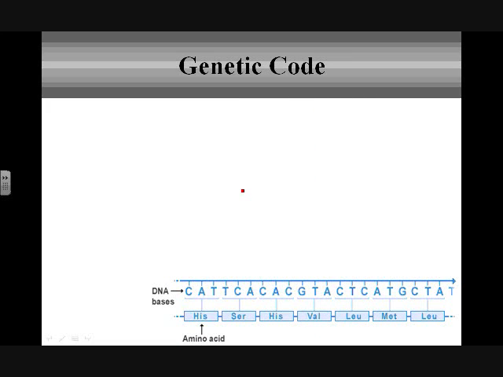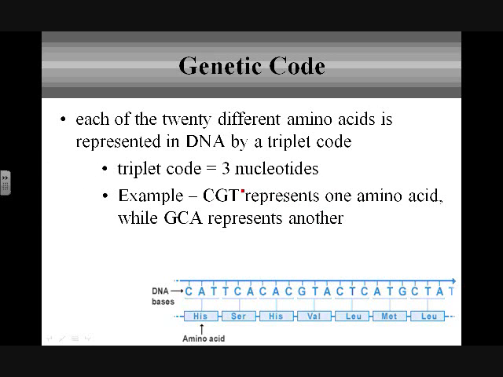A little bit more about the genetic code: amino acids are coded for by DNA triplets. What we really want to focus on is the idea that it's a 3-base sequence. So DNA is read in groups of 3, and those groups of 3 are responsible for 1 amino acid each. And there are 20 different amino acids. So CGT would represent 1 amino acid, but GCA would represent another.